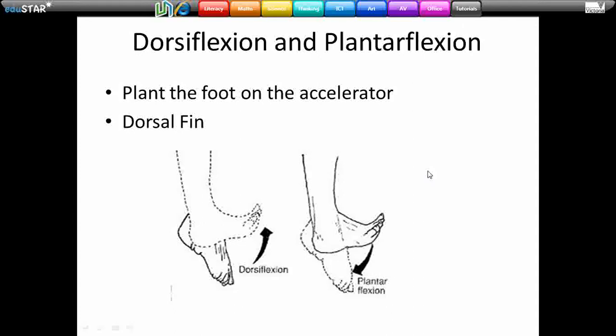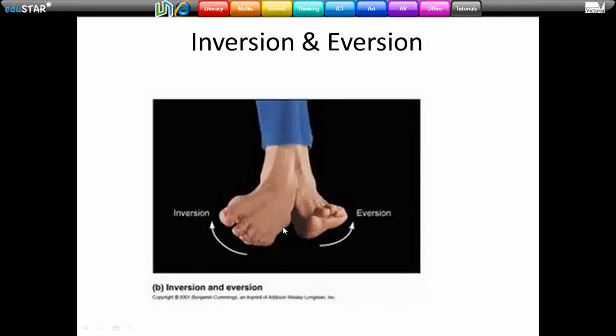Dorsiflexion and plantar flexion are generally found in the foot. So when you dorsiflex your foot, your toes point up towards the sky, kind of like a dorsal fin of a shark. And the opposite of that is plantar flexion. When you plant your foot down, your toes are pointing towards the ground, and a good way to remember that is planting the foot on the accelerator. Inversion and eversion are where you turn the sole of your foot either in for inversion or out for eversion, as you can see in the picture.